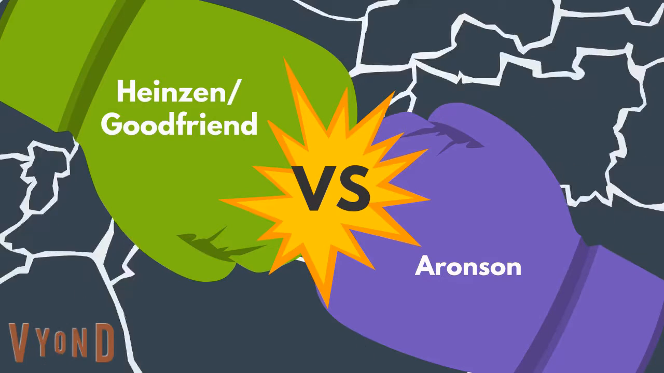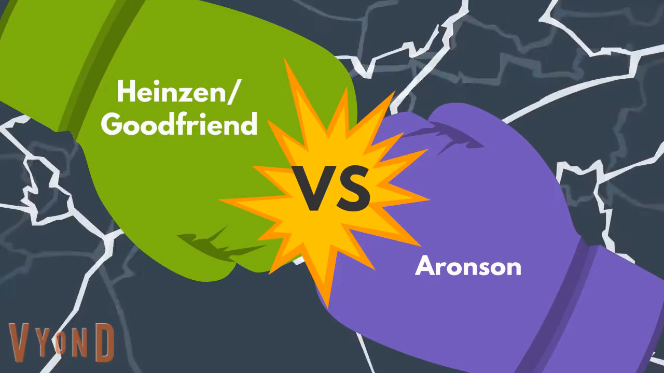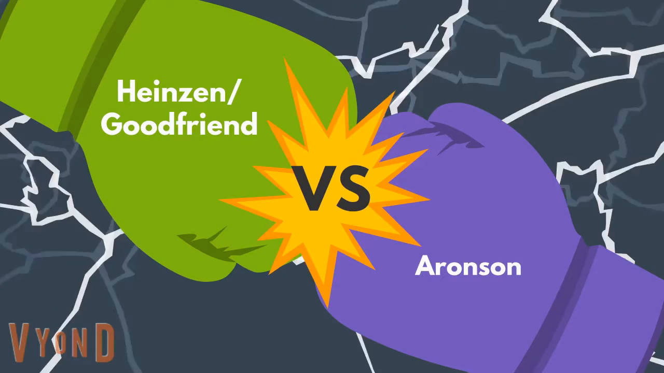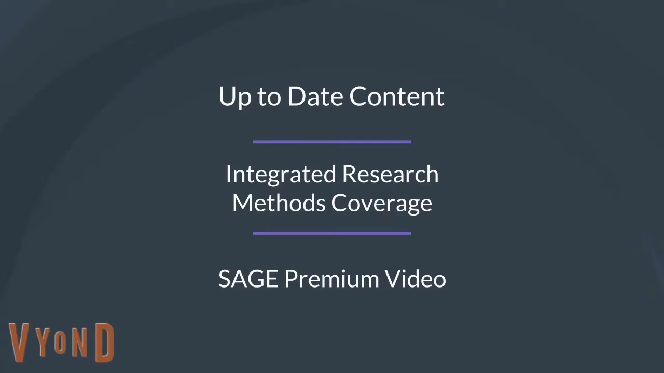Round 3, Heinzen v. Aronson. Aronson is missing important industrial and organizational psychology coverage and a discussion of the experiment replication crisis. Its videos aren't great, and the platform they run on isn't reliable. Tailor your Heinzen Goodfriend story for Aronson users and focus on integrated and cutting edge research methods and Sage Premium video resources.